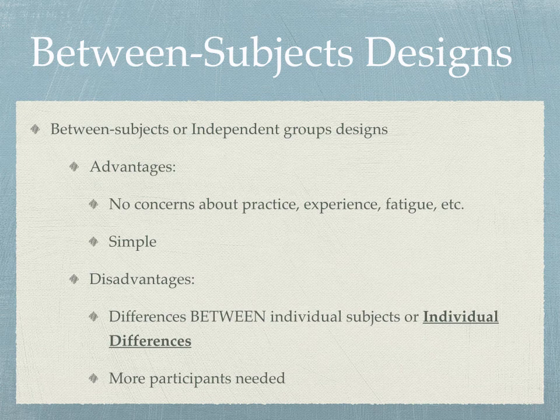The other disadvantage is there's more participants needed. If I have two conditions and I need 20 participants in each condition, then I need 40 participants. If I have 5 conditions and I need 20 participants in each condition, then we're at 100. You can see how this adds up really, really quickly and can create a large, large number.